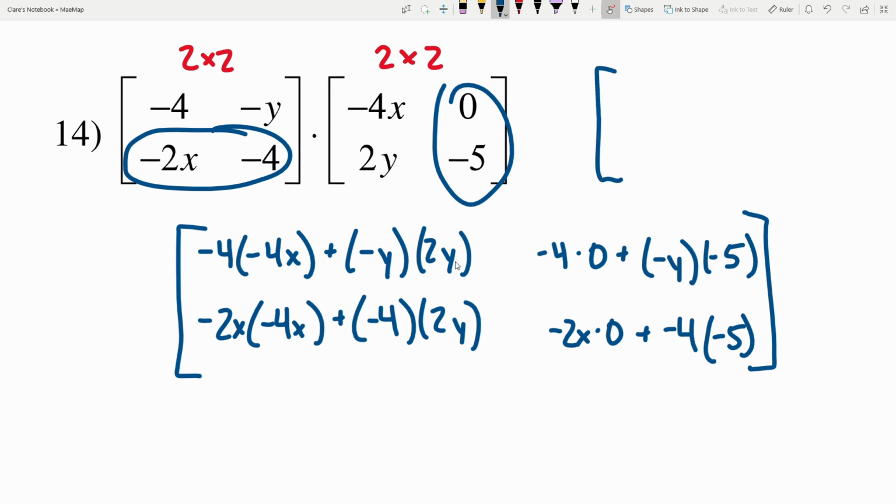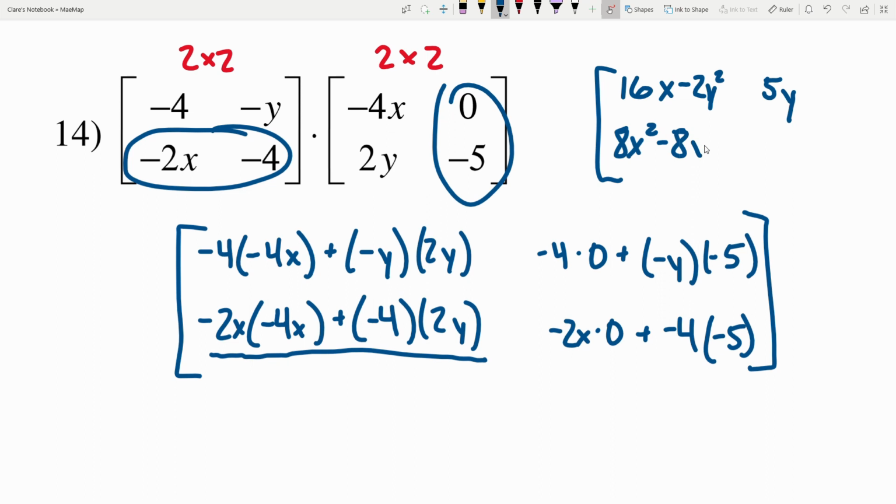For my first entry in row 1, column 1, I have negative 4 times negative 4x, which is going to be 16x, and I'll be adding that to negative y times 2y, which is going to be negative 2y squared. So as opposed to adding, I'll just subtract 2y squared. And then I have negative 4 times 0 plus negative y times negative 5, which negative 4 times 0 is 0. Negative y times negative 5 is a positive 5y. And then for row 2, column 1, negative 2x times negative 4x is going to be an 8x squared, and then I'll be adding that to negative 4 times 2y, which is a negative 8y, but as opposed to adding a negative, I'll subtract a positive 8y.